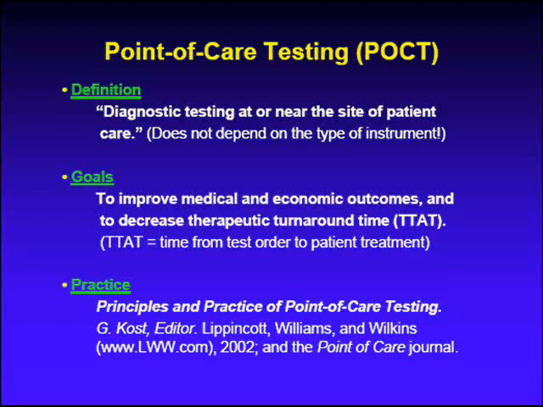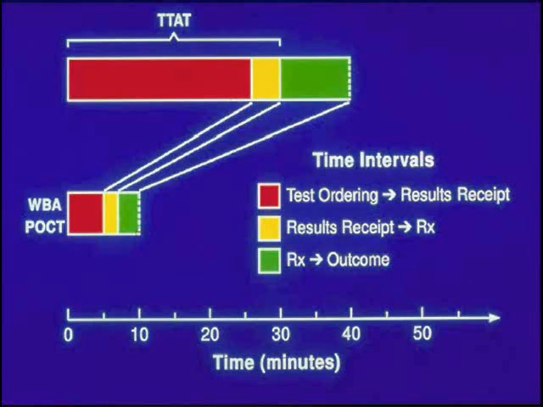So we can now define point-of-care testing as diagnostic testing at or near the site of patient care. It does not depend on the type of instrument. The goal is to improve medical and economic outcomes and to decrease therapeutic turnaround time. We define therapeutic turnaround time as the test order to patient treatment. This next slide shows how therapeutic turnaround time can be reduced when using point-of-care testing.